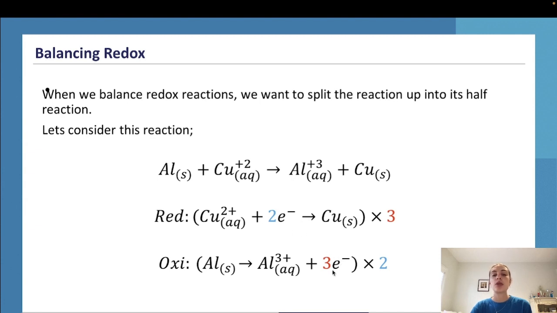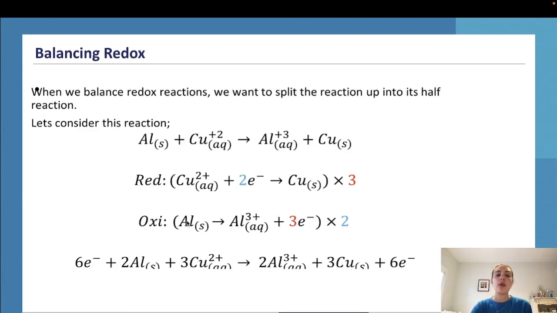So we need to multiply our reduction reaction by 3 and our oxidation reaction by 2. And so when we do that, we can then add up the reactions together. So we'll end up with 3 copper 2+ plus 6 electrons makes 3 copper solid, and then we'll end up with 2 aluminium solid makes 2 aluminium 3+ plus 6 electrons.